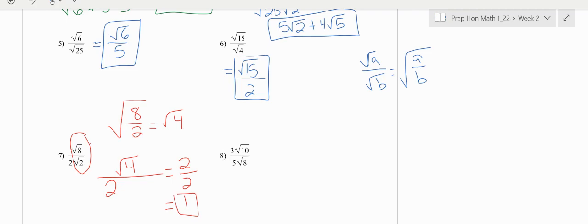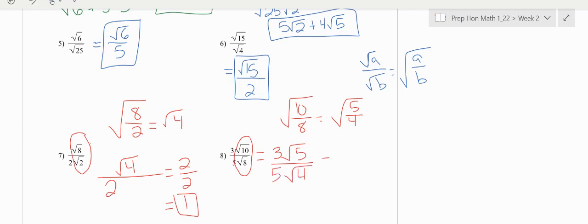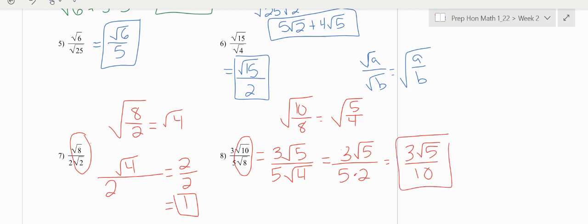And so if two numbers under the radical can reduce, we would go ahead and just do that. Same thing with 10 and 8. If I reduce 10 and 8, this becomes root 5 over 4, the radical 5 on top and the radical 4 on the bottom. And then we can simplify. So on the top, nothing really happens. On the bottom, the square root of 4 is 2. And our answer would be 3 root 5 over 10.